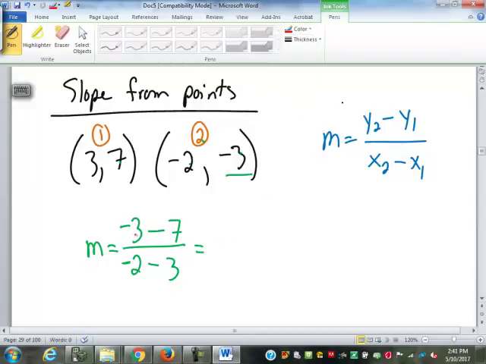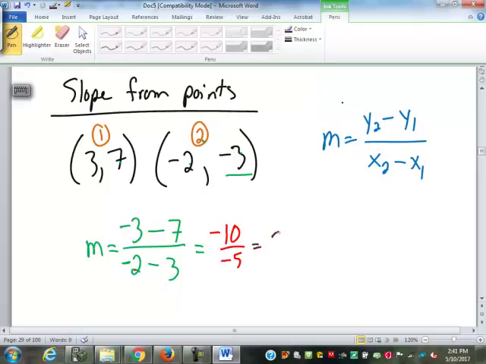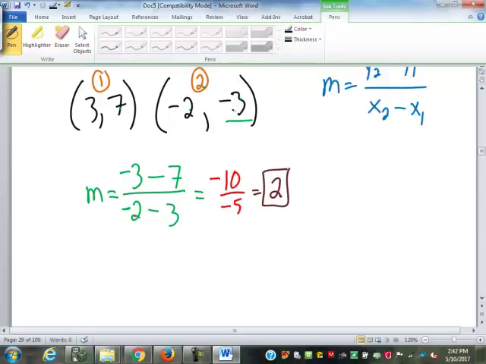So negative 3 minus 7 is negative 10. Good. Negative 2 minus 3? Negative 5. And we divide that out. Negative 10 divided by negative 5 is a positive 2 slope. Wonderful.